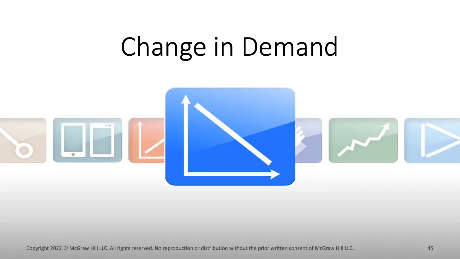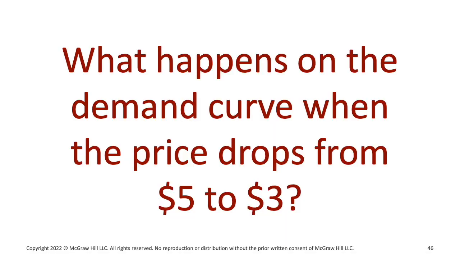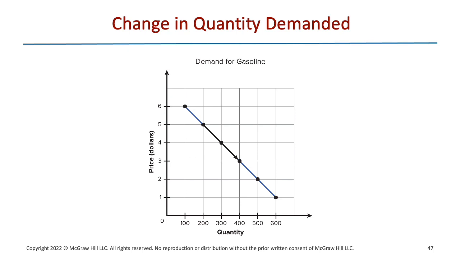Now let's talk about change in demand. There are 2 changes that are going to happen. First up, what happens on the demand curve when the price drops from $5 to $3? We call this a movement. If you look closely, whether you're on your phone or a computer screen, this creates an arrow going down. So what we have is movement.